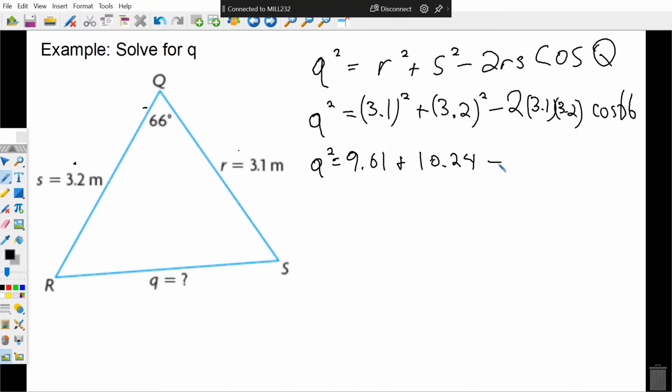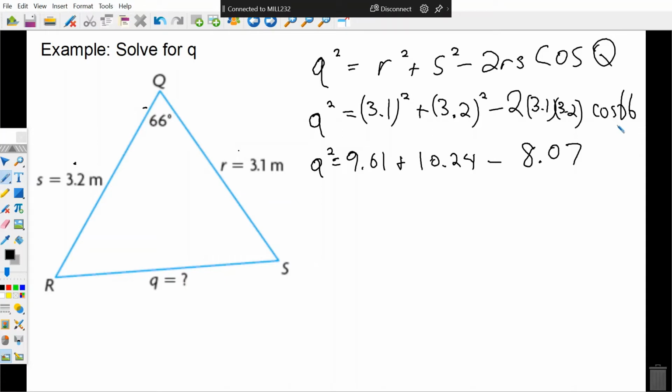Oh, I'm not in degrees, one moment. 2 times 3.1 times 3.2 times cos 66, yeah, it should be 8.069. We'll round that to 8.07. So once again, we did that all at once on our calculator. If you're getting weird answers, just verify that your calculator is in degrees and not radians.